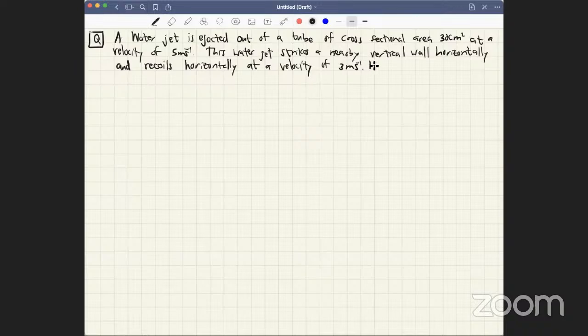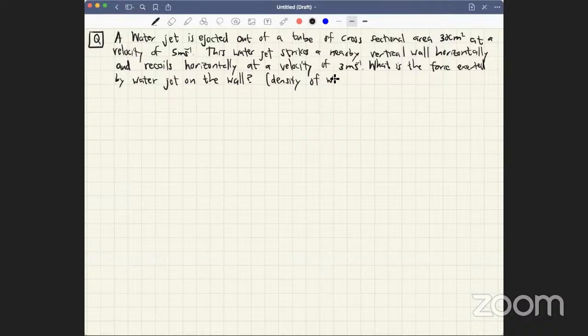Then the question is, what is the force exerted by the water jet on the wall? What other information should I provide you, people? I should provide you the density of water. Very good, yeah. So density of water, as usual, take it as 1000 kilograms per meter cubed.